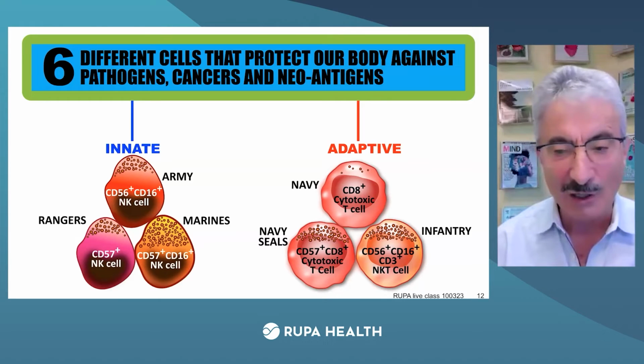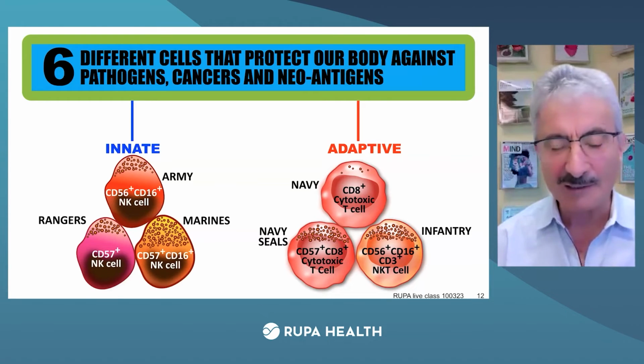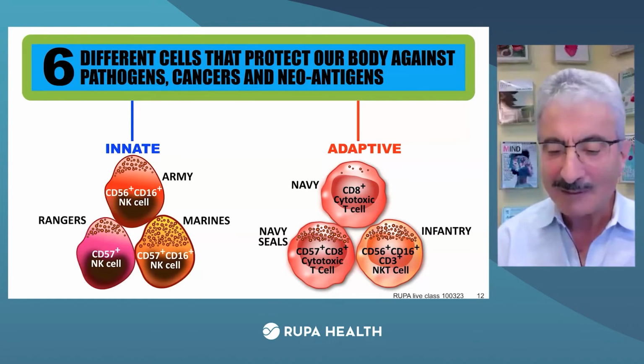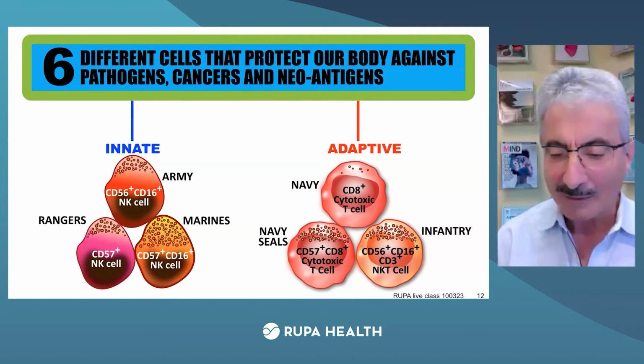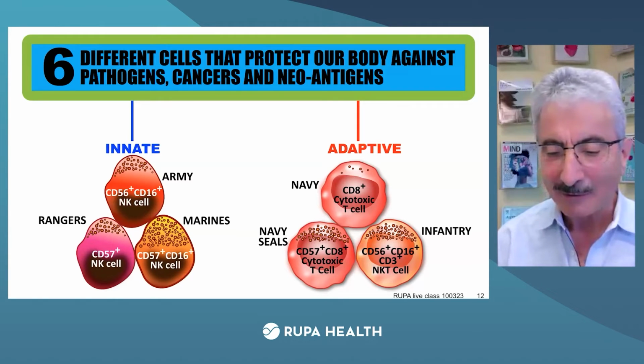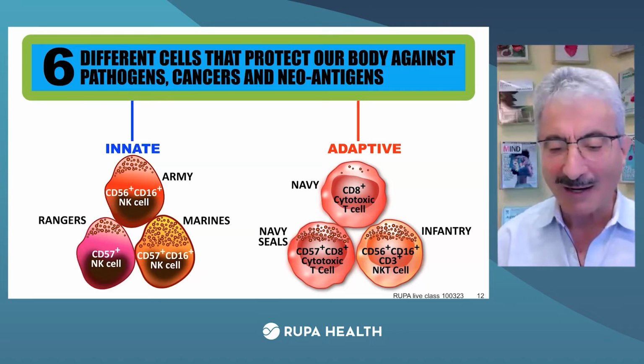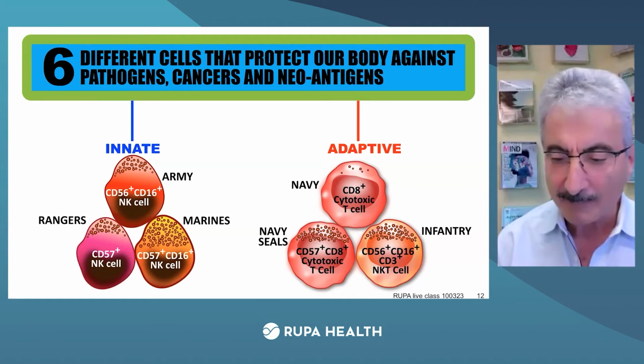These are not natural killer cells, but they are killer cells. They are called killer T cells. But CD57 also gets combined with CD8 positive cytotoxic T cells. They become like Navy SEALs.